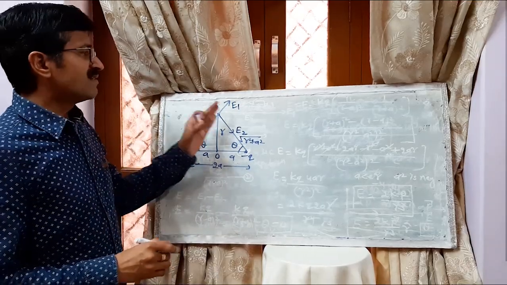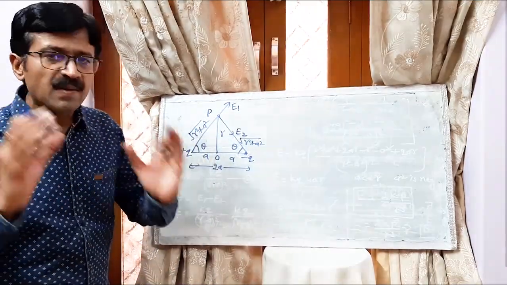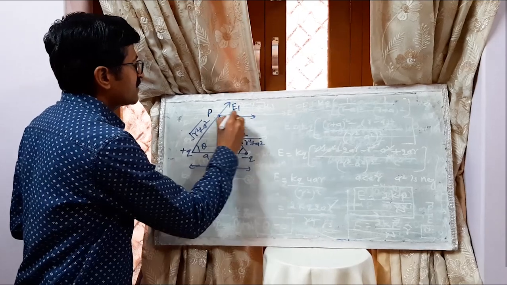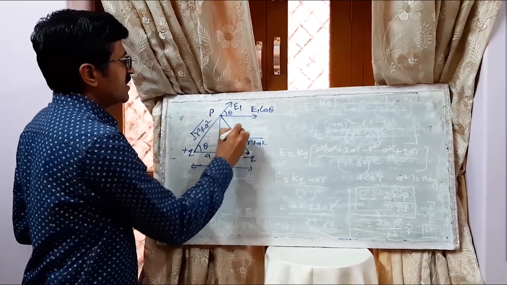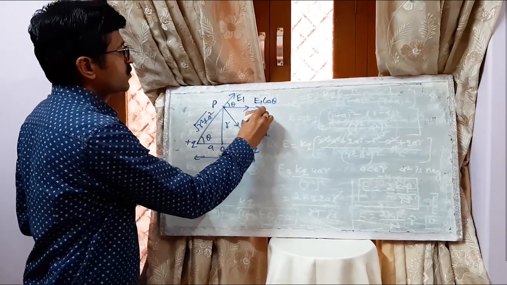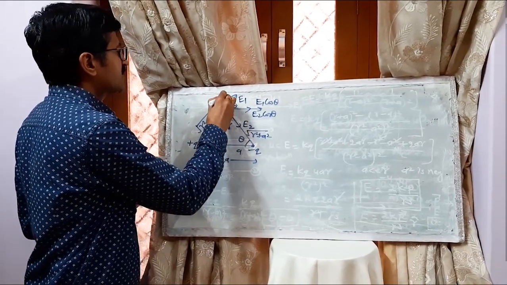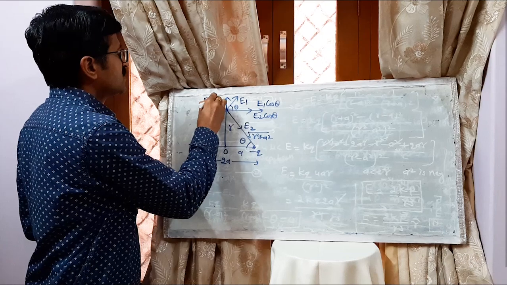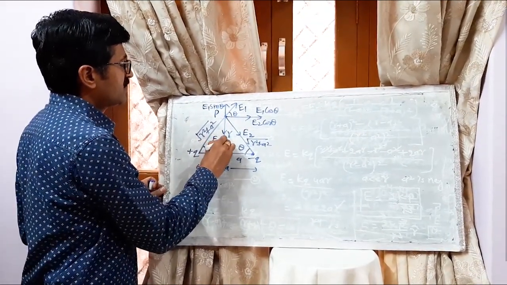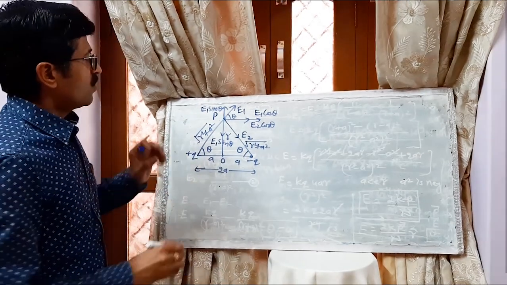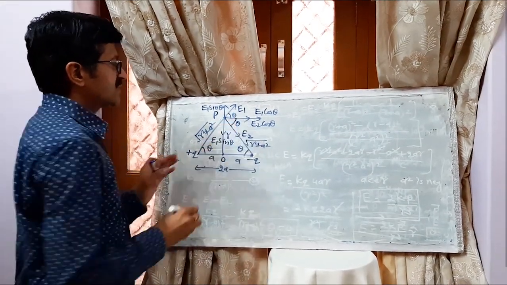Now, to find the resultant electric field intensity, we have to take components. This angle is theta, so it will be E1 cos theta. This will be E2 cos theta. Here there will be E1 sin theta, and this component will be E2 sin theta. Now, these two angles are theta also.